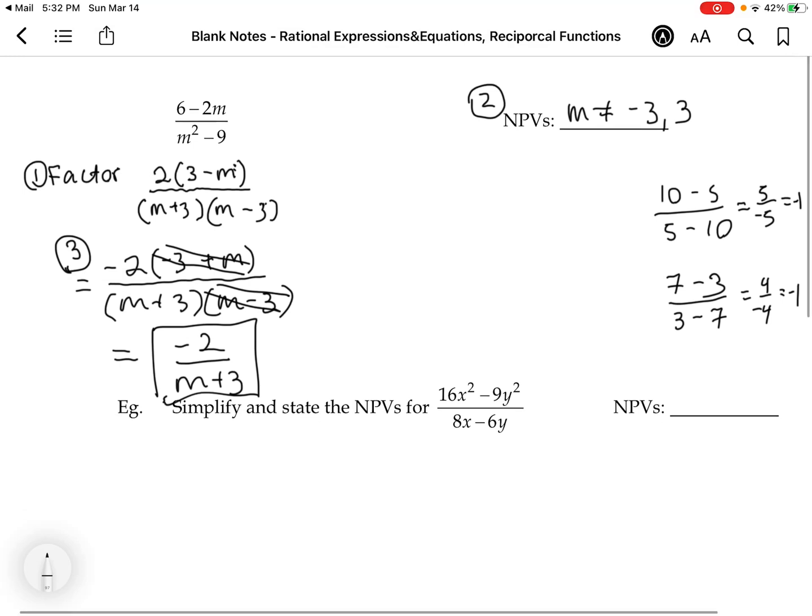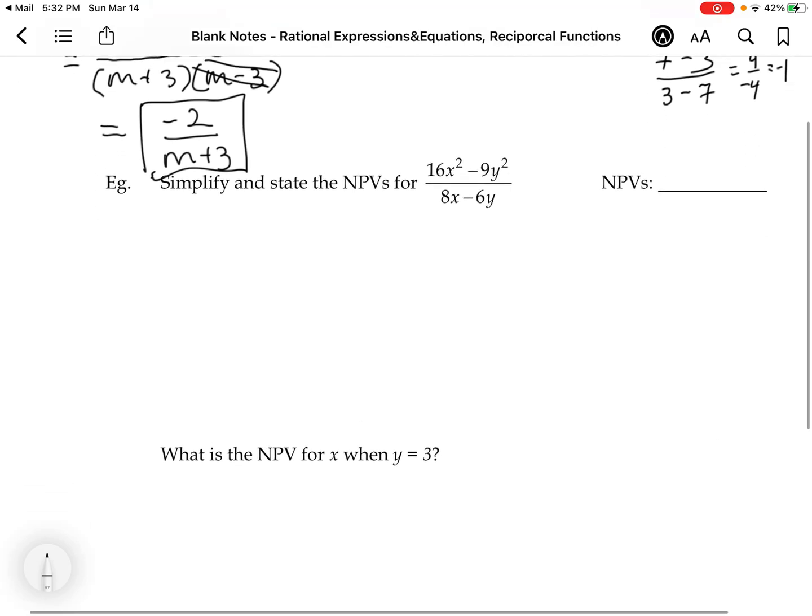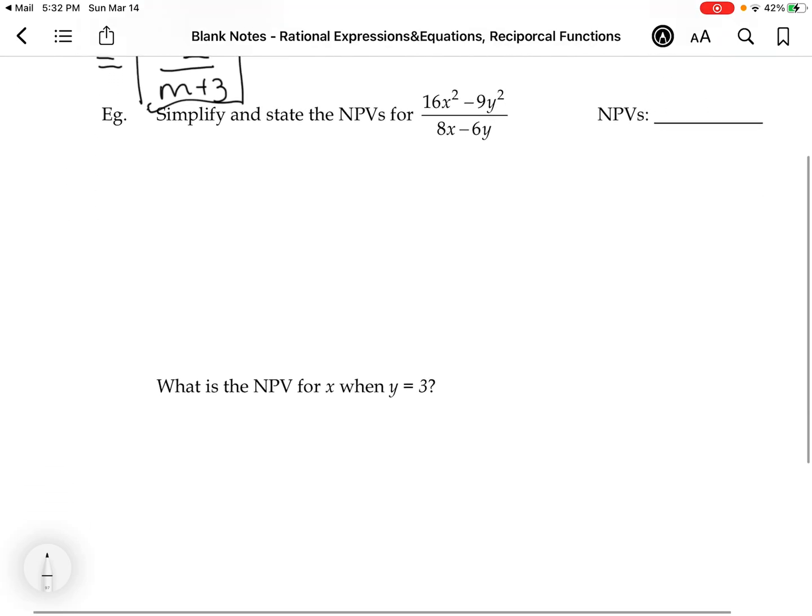All right, let's look at one more. Simplify and state the non-permissibles for 16x squared minus 9y squared over 8x minus 6y. Okay, so this is a rational expression that is in two variables. So let's start out by factoring, and then once we factor, we'll figure out the non-permissibles.